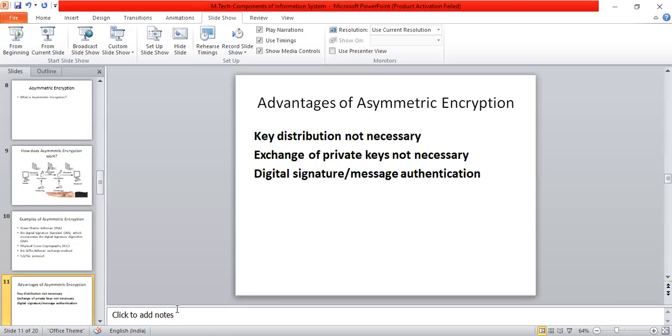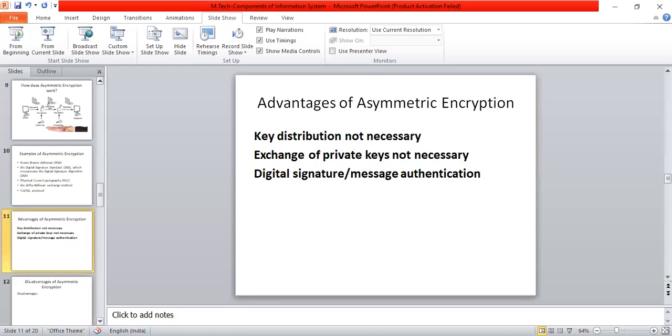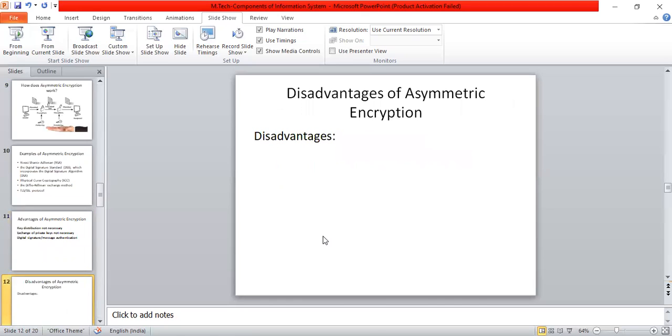There are disadvantages too. What is the disadvantage? The main disadvantage of asymmetric encryption is that it is slower than symmetric encryption because of its longer key lengths. Not to mention that asymmetric encryption calculations tend to be much more complex than their symmetric counterparts.